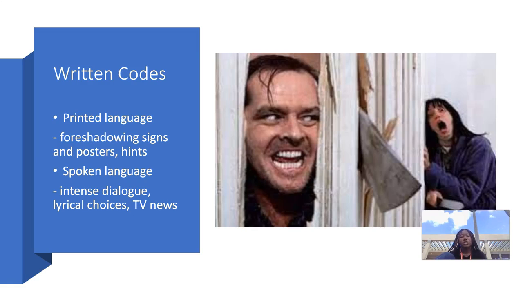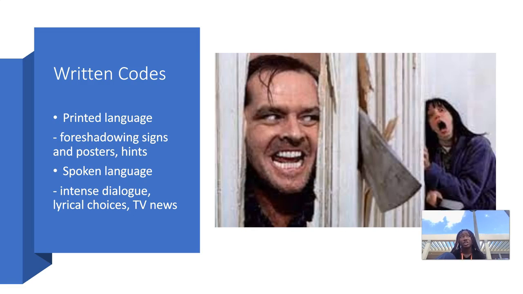So written codes, there's a lot of printed language in horror movies, and they usually serve as foreshadowing signs like posters and hints. Like you may see a zombie apocalypse or a chemical sign if, for example, there was a horror movie about teenagers who stumble upon the zombie apocalypse and there might be a hazardous sign on the fence that they cross over.